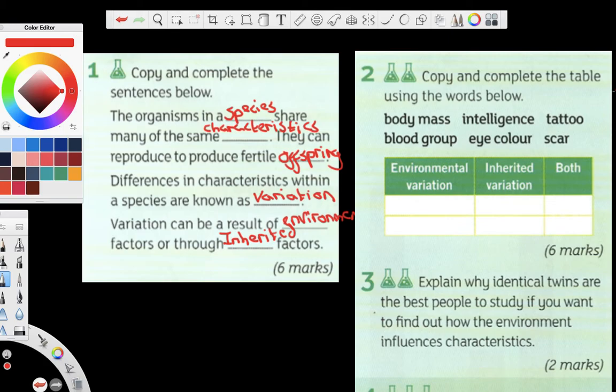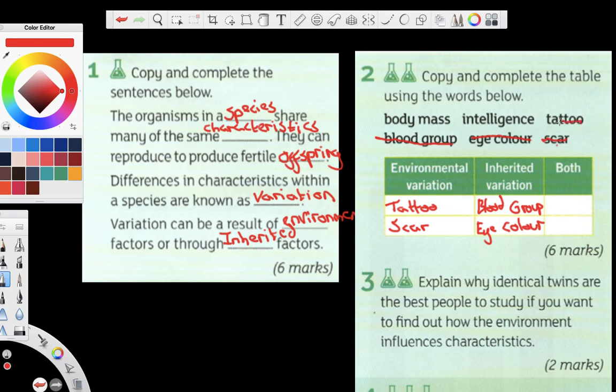So you needed to put these qualities into either environmental, inherited, or both. So inherited, we could have had blood group, and we could have also had eye colour. Under environmental, with eye colour and blood group gone, we could have had tattoo or scars.